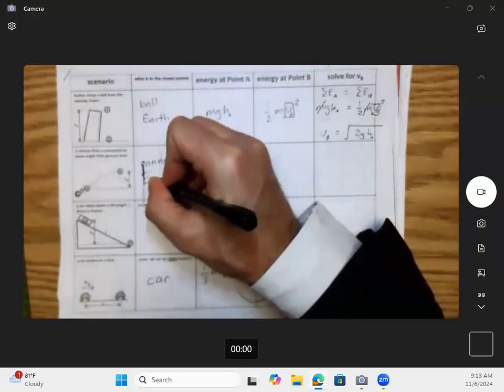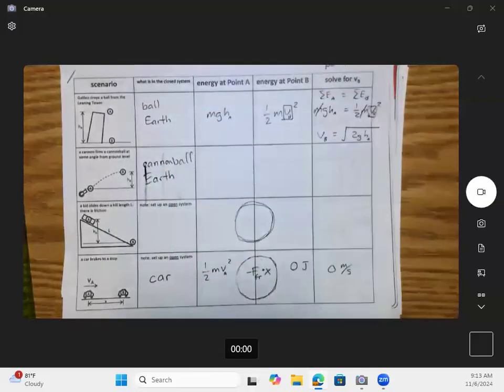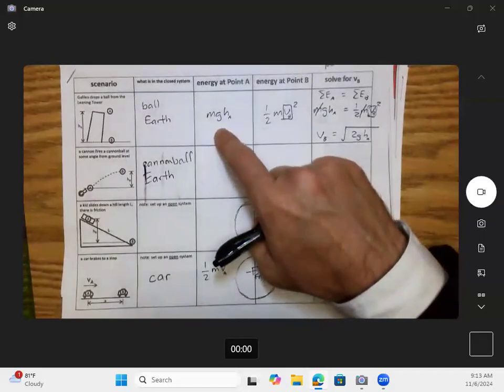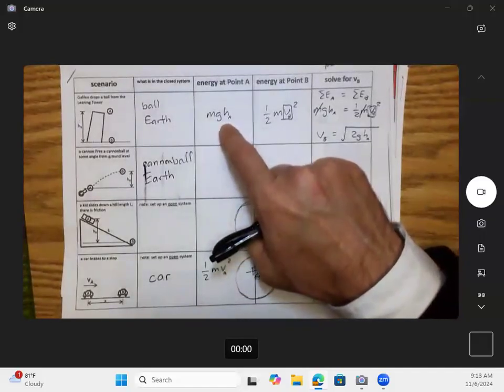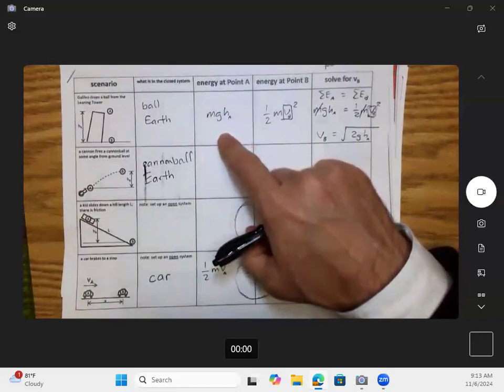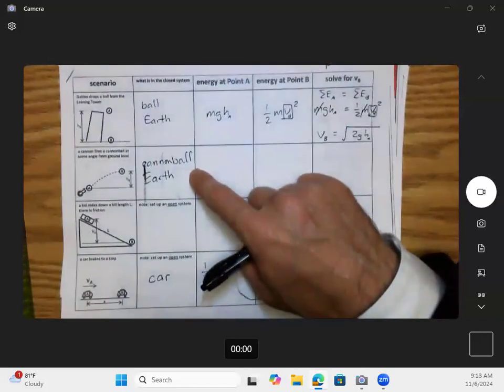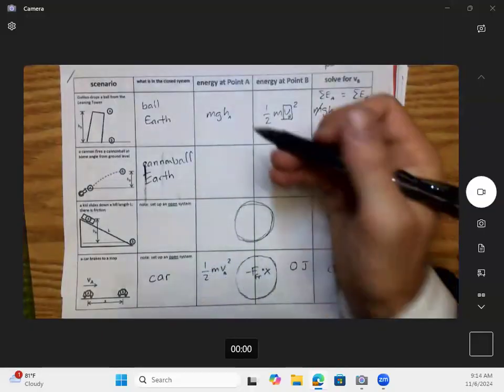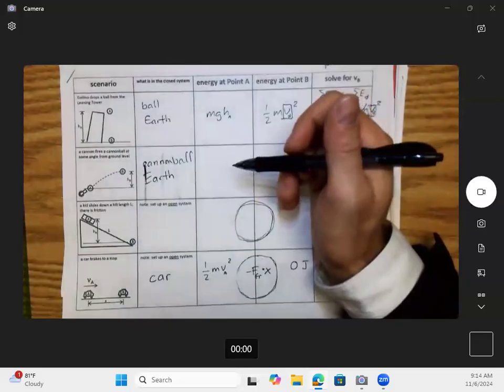The Earth. Aha. Yeah. So this would be called the cannonball-Earth system, because they're pulling on each other. Right, now I've internalized all the forces. Whenever there's a height change and you want to consider gravitational potential energy, you also have to include the Earth to make it a closed system. Okay, that's another hint. I've seen that question come up a few times in the past.